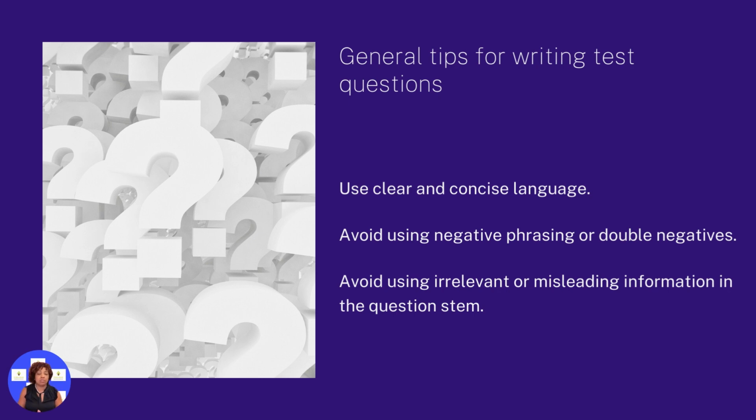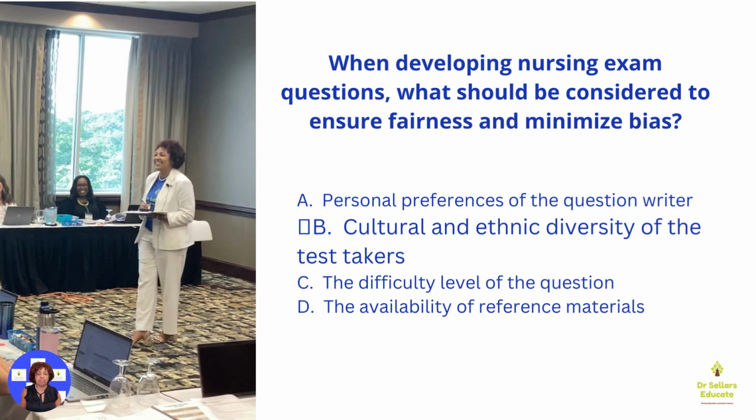Some general tips for writing test questions. We know that writing really good test questions is an art and a science, and it takes skill. It takes a lot of development and practice. We want to be clear and concise in our language. We want to avoid using double negatives, which can be a challenge for many of us. And we want to make sure that we avoid using irrelevant or misleading information in the question stem. All right, so we want to keep a focus on the content of the question.